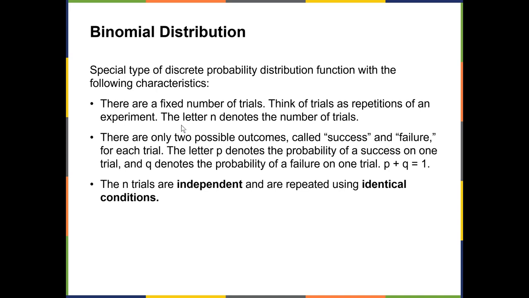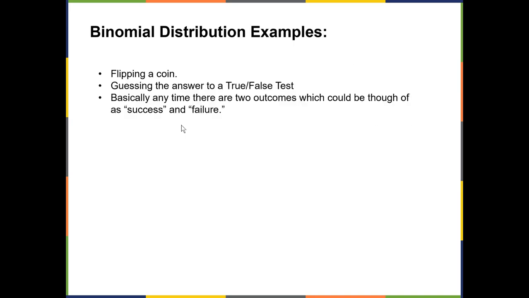So the letter P is going to denote the probability of a success, and the letter Q is going to denote the probability of a failure. And note that, of course, P plus Q would equal 1 because they're complements. And the N trials in the experiment are going to be independent and repeated using identical conditions. So there's nothing going to change between the trials of the experiment.